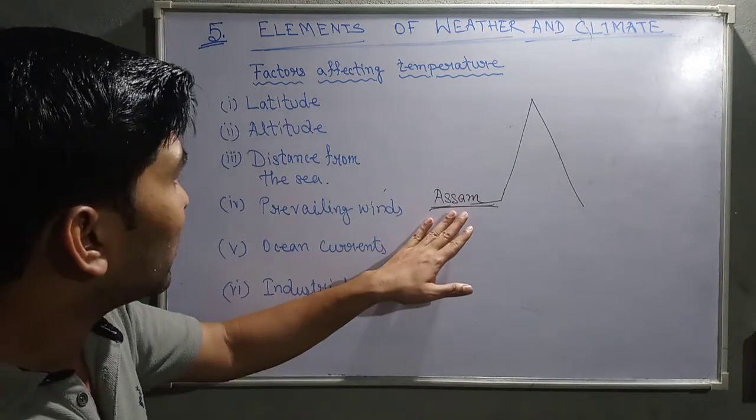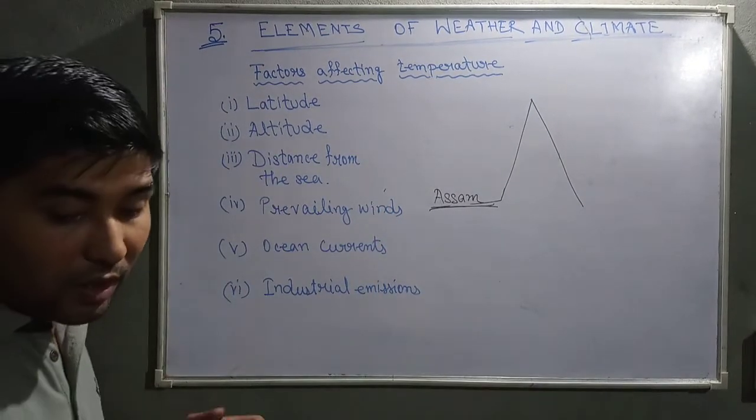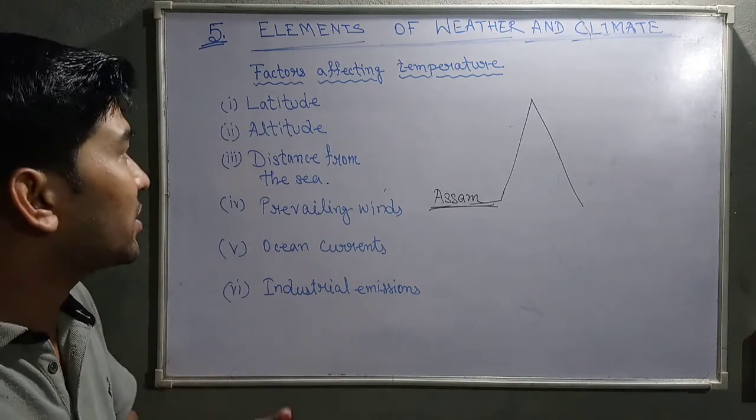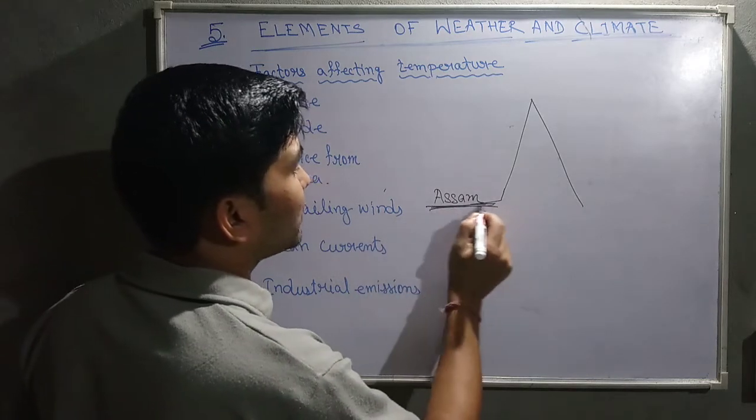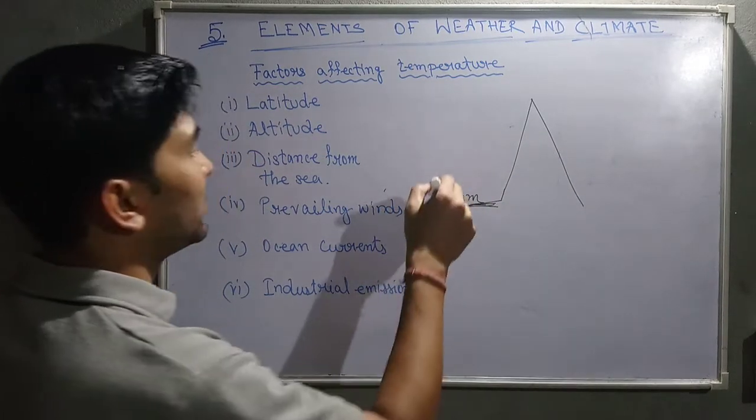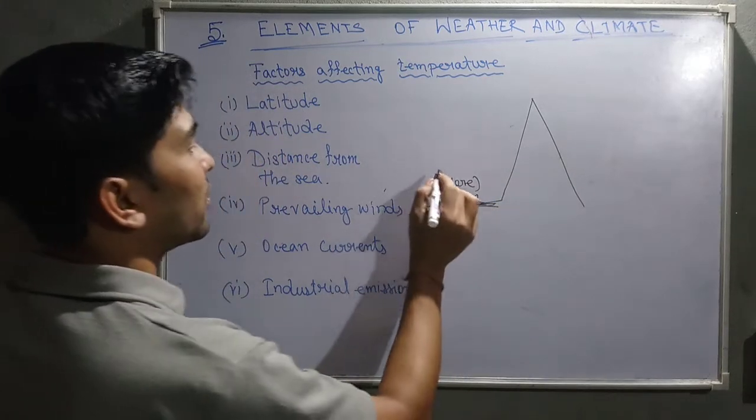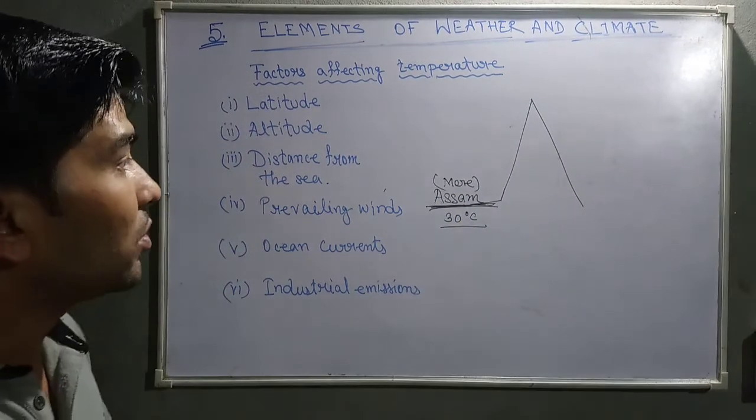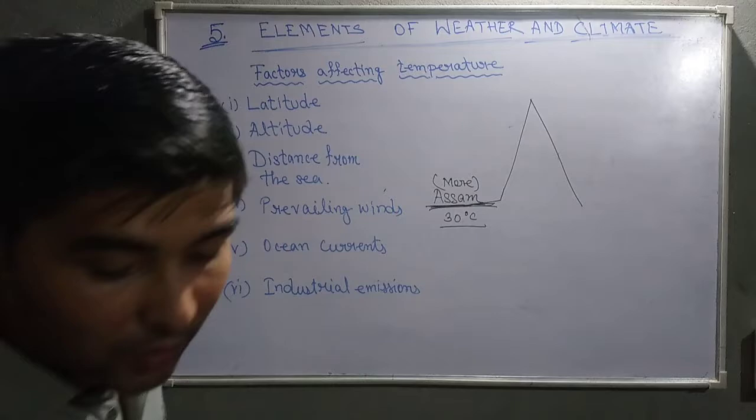So during a particular day, if you want to know about the heat, about the temperature, within a day you could easily understand. As you know, Assam is a low-lying area, so the temperature will be more here. Suppose, for example, 30 degrees Celsius is in Assam today, but if you go to hilly areas, the temperature will come down. So how much?